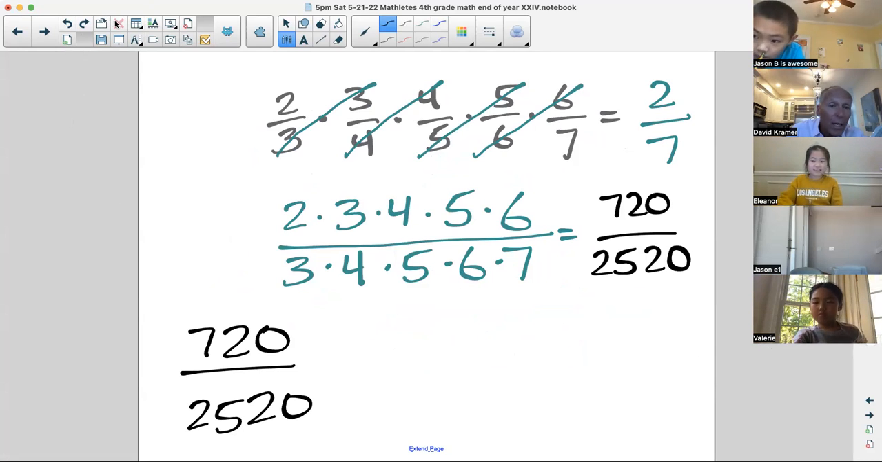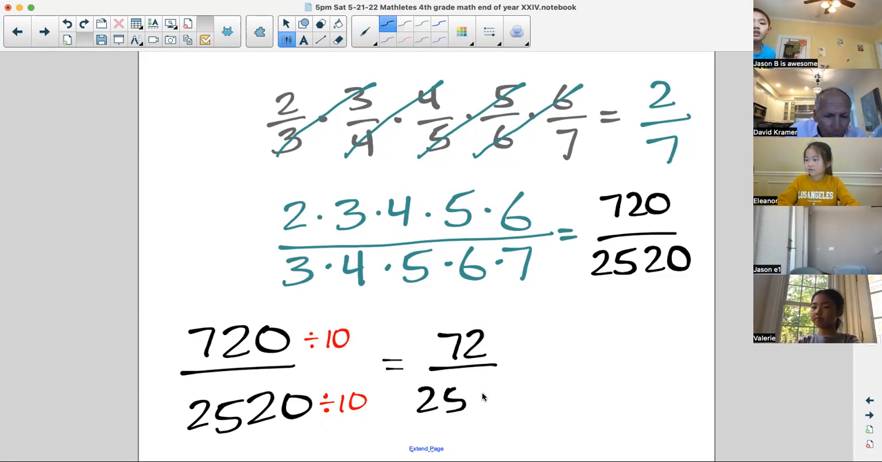Well, we have to. And guys, the first thing we're going to do is, you see that there's a zero on the end of each number? Yes. What that means is, and I don't see Jason E, what that means is we can divide the top and bottom by what number? Jason B, do you know? Valerie, do you know? 10. All right. And if we do that, look what happens, everybody. It becomes 72 over 252. Essentially, what happens is the zeros go away. 10 on the top, 10 on the bottom.